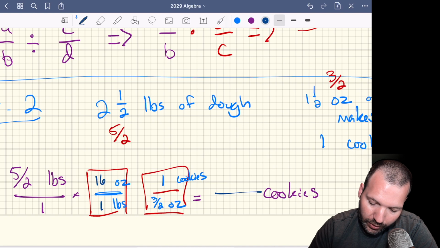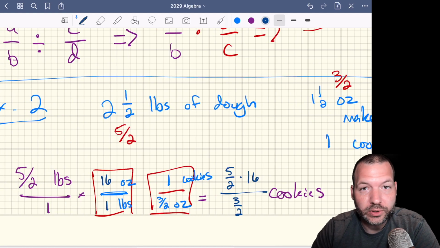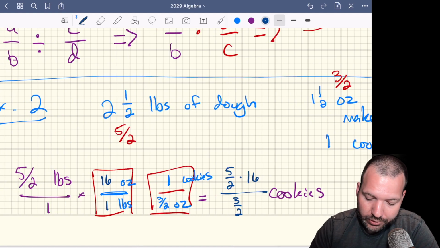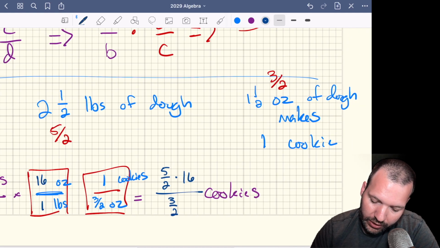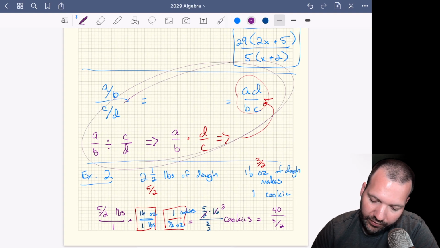And so when we multiply all this out, we get 5 over 2 times 16 in our numerator and 3 over 2 in our denominator. I'm running out of room here. 5 over 2 times 16, we can actually go ahead and multiply out. 2 goes into 16 8 times. 5 times 8 is 40. But then 40 divided by 3 over 2, we're going to have to do a complex fraction kind of thing.